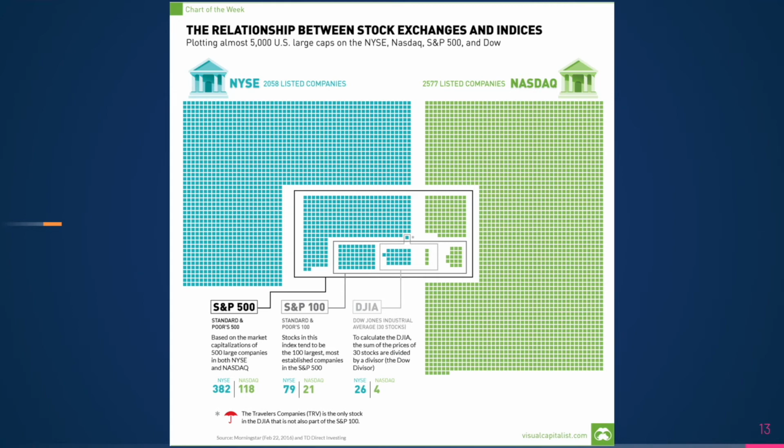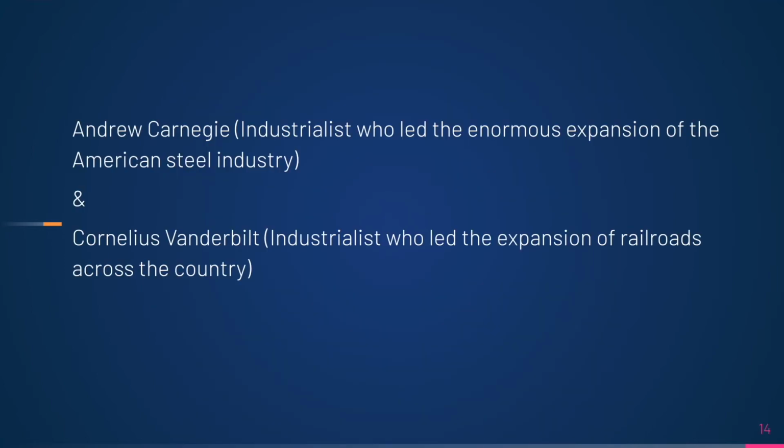That raises a question. Why would you allow your company to be publicly traded in the first place? Earlier founders of companies or businesses would hold on to all their profits from their businesses. For example, Andrew Carnegie, who was an industrialist who led the expansion of the American steel industry, kept all those profits to himself. Same with Cornelius Vanderbilt, who led the expansion of railroads across the country. They didn't allow their businesses to be publicly traded in the stock market.